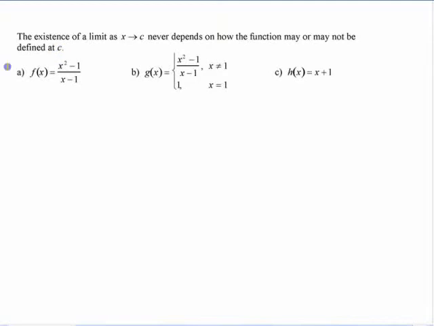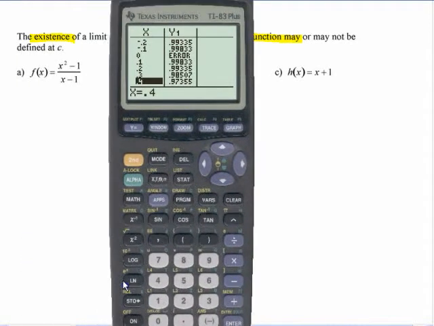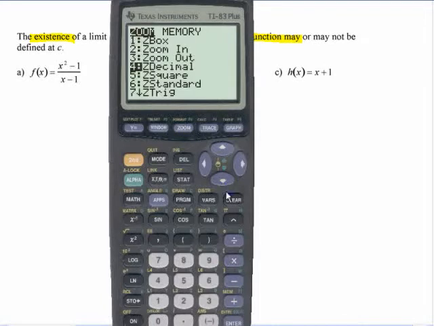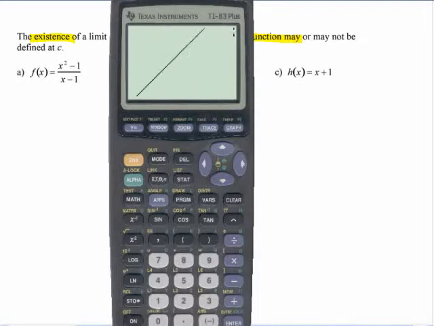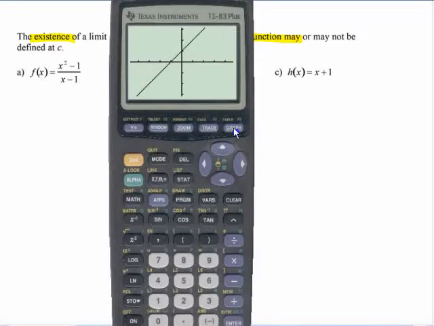The existence of a limit doesn't depend on how the function's defined. All right, if you look at these three, they're very similar functions. The third one I'm sure you can graph on your own, but we can just really quickly make some graphs on a calculator here. Let's do the simple one first. x plus 1. I'm going to zoom decimal just for simplicity here. I'll get the axes off, of course. Turn that back on. All right, there's that graph.